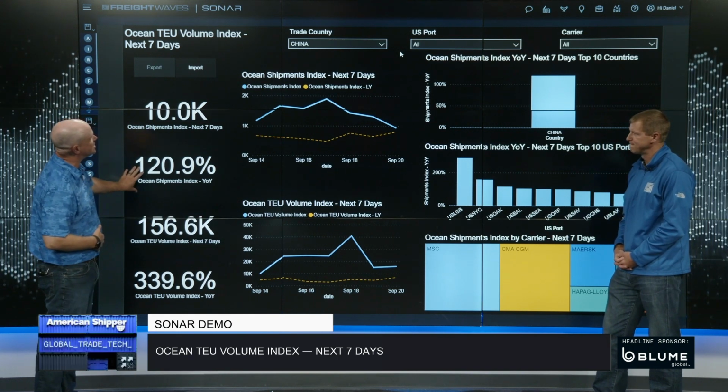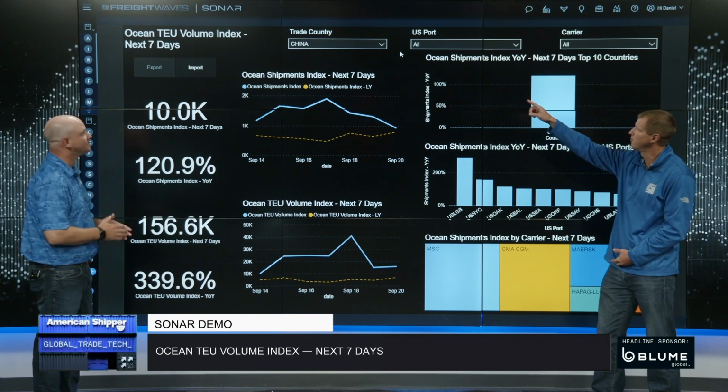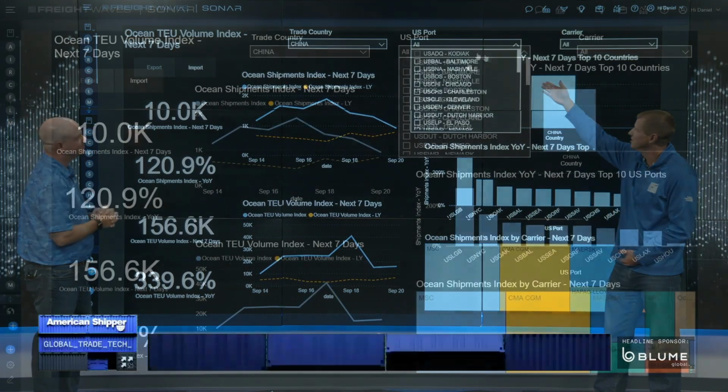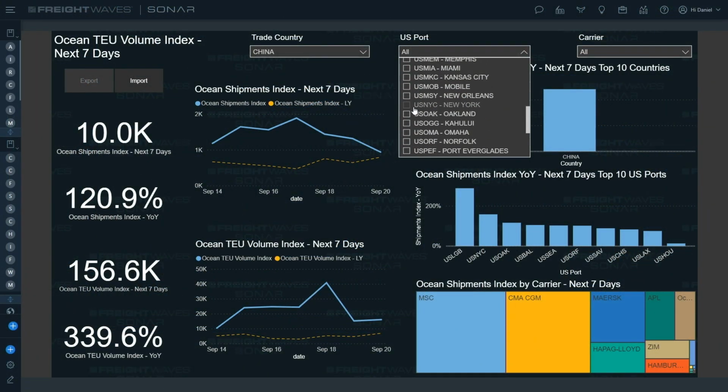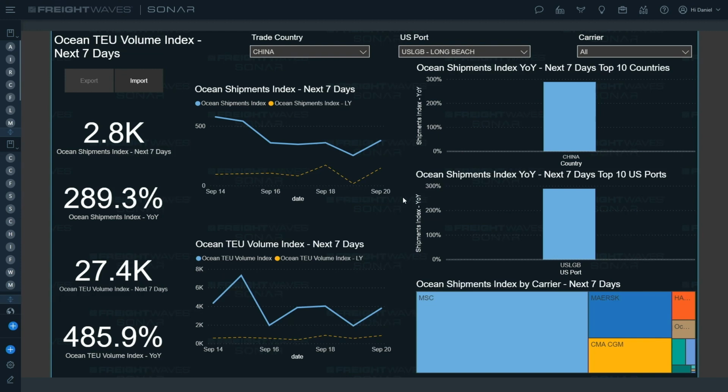And now this is based on the last 7 days? Yeah, last 7 days coming from China to all US ports. Now you can click up here on the US ports. You can change it to US LAX, US LGB. We're still picking on Los Angeles and Long Beach because that has been one of the more active ports. So now over the next several days, we're going to see continued expansion of imports.